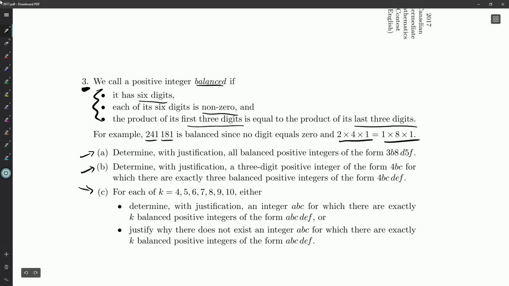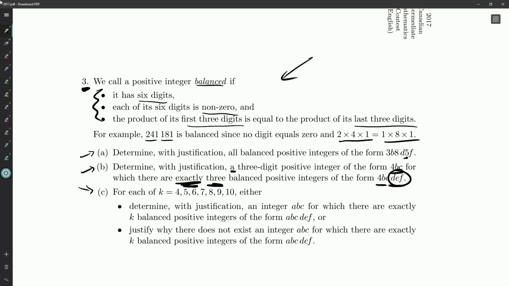All right, let's get into B part. This should require a little more effort, a little more thought about how balanced digits work, or these conditions up here. Determine, with justification, a 3-digit positive integer of the form 4bc for which there are exactly 3 balanced positive integers of the form 4bcdef. So these last 3 numbers, I'm not being given part of them like I was in the last question with the 5. D, E, F, it could really just be anything. Interesting. So I need to figure out the first little bit that makes the last little bit not uniquely determined, but there can only be 3 of them.